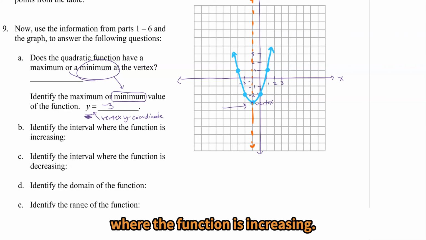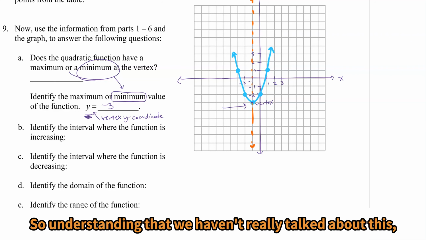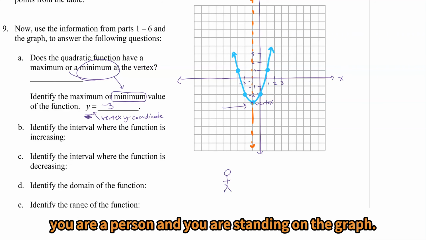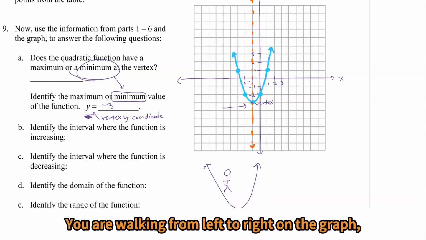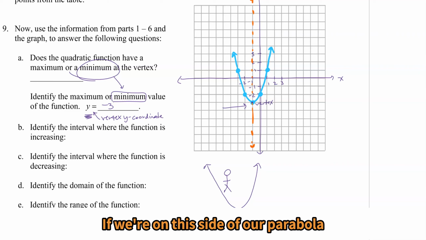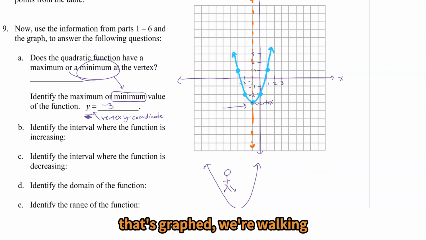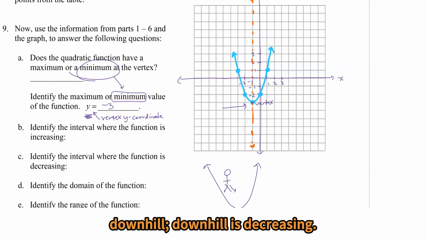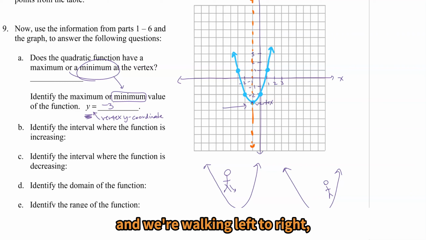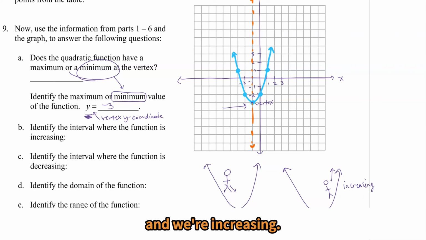The interval where the function is increasing. So understanding that we haven't really talked about this, the idea of increasing and decreasing is you are a person and you are standing on the graph. You are walking from left to right on the graph. Lowest x values to highest x values, right? So small x to large x. If we're on this side of our parabola that's graphed, we're walking downhill. Downhill is decreasing. If we're on the other side of the parabola, and we're walking left to right, we're going uphill and we're increasing.